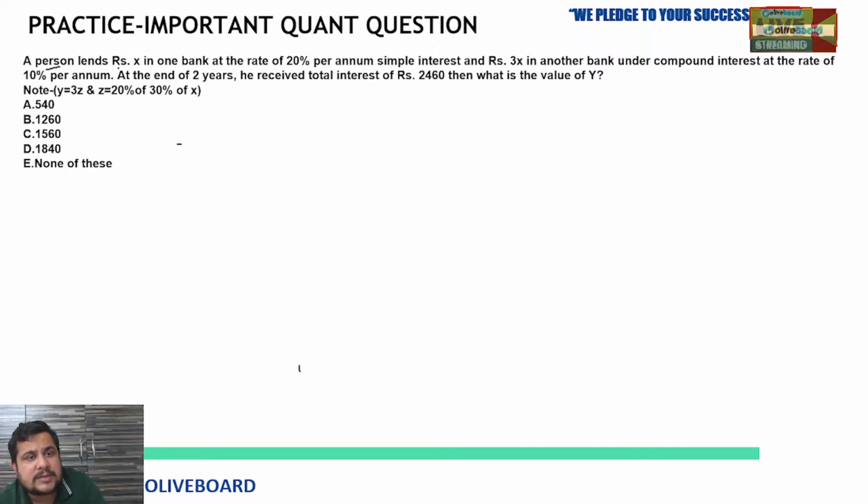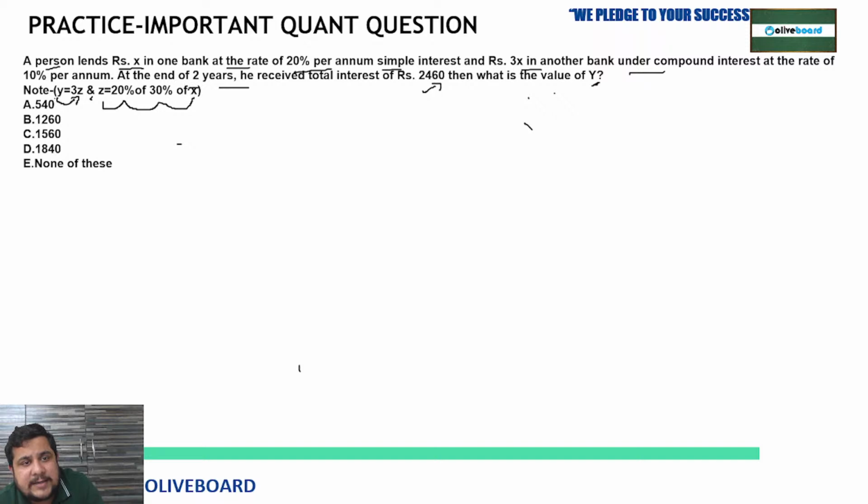Next one, a person lends rupees X in one bank at the rate of 20% per annum simple interest and 3x in another bank under compound interest at the rate of 10% per annum. At the end of 2 years, he received total interest of rupees 2,460. Then what is the value of Y? So Y is what? Is there any quantity about Y? So there is a note. Y is equal to 3Z and Z is equal to 20% of 30% of X.